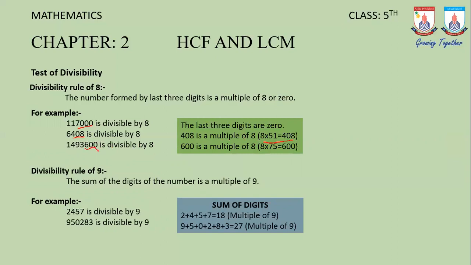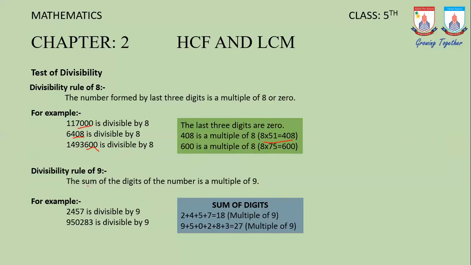This whole number is divisible by 8 because the last three digits are 600, which is a multiple of 8. So these three numbers are divisible by 8.